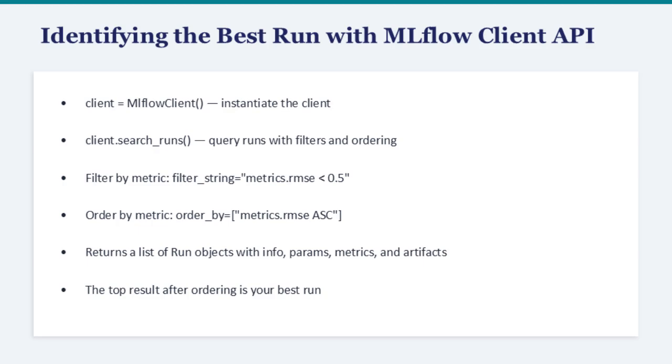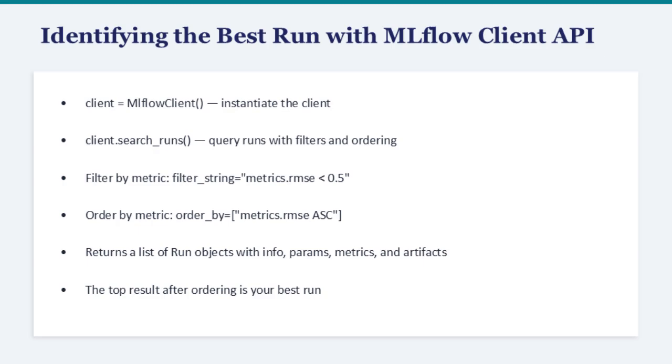Now let's talk about identifying the best run with MLflow Client API. A common exam question asks how to programmatically find the best run in an experiment. You use the MLflow Client API, instantiate it with client equal to MLflow client, then call client.searchRuns with 2 key arguments. The first argument is filter string. This actually lets you filter the runs by metric values. For example, metrics.rmse less than 0.5 returns only the runs where your RMSE value is below 0.5.